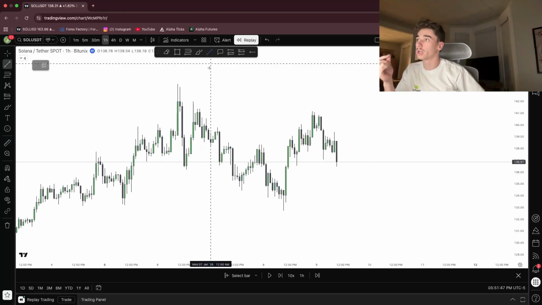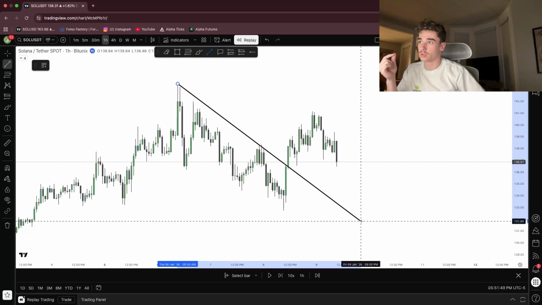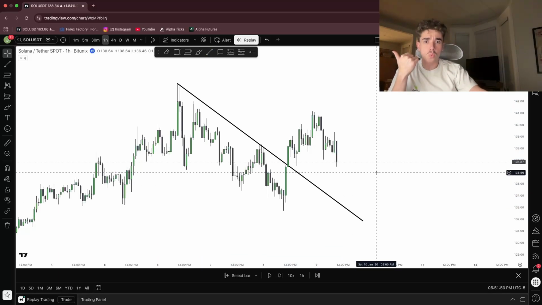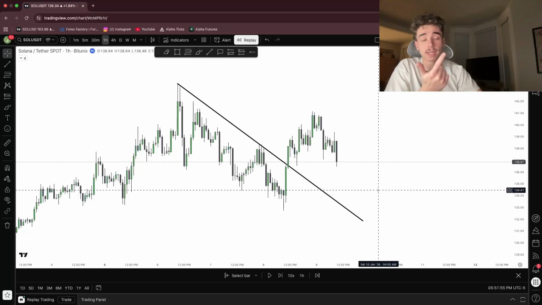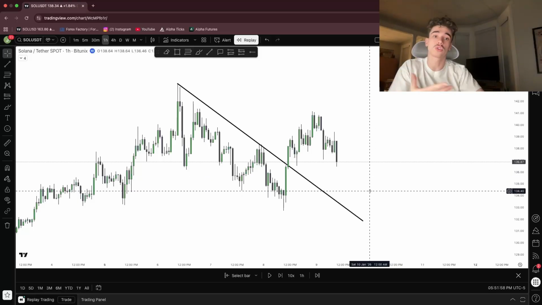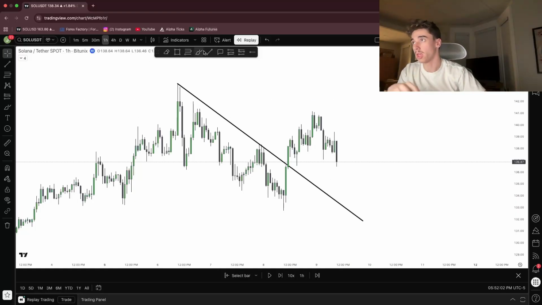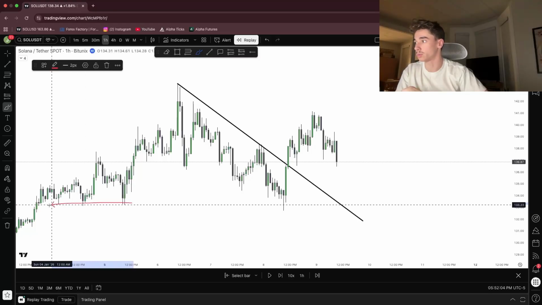So all we're going to do is identify this downtrend on the 1 hour time frame, right? We're going to identify a high time frame liquidity sweep, and then also our high time frame key levels and draws on liquidity. So we have our trend line. We have our liquidity sweep, which was back here, right?